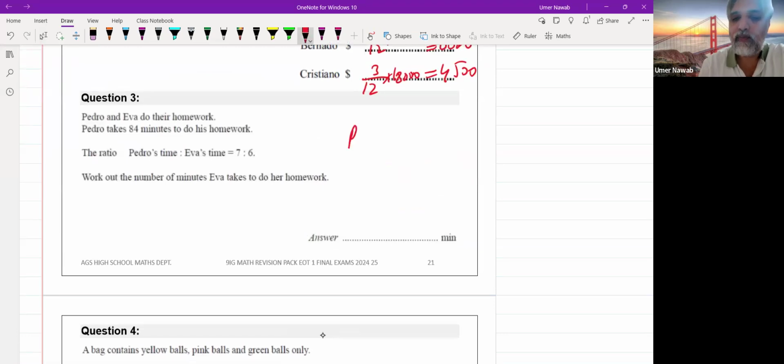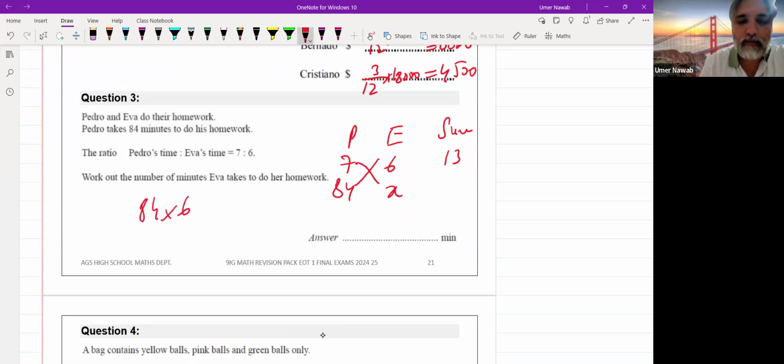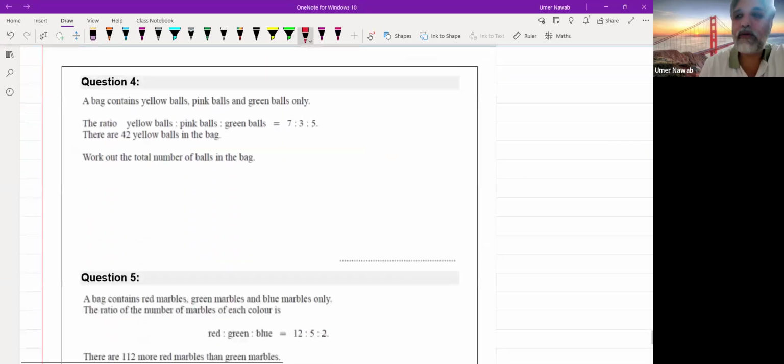Then we have P and E. It is 7 and 6. Sum we know it is equals to 13, but the guy told us Pedro is spending 84 minutes. So that should be written, 84 should be written under Pedro. And he is asking for Eva's time. So do the cross multiplication. 84 times 6 over 7, that gives us 72 minutes.